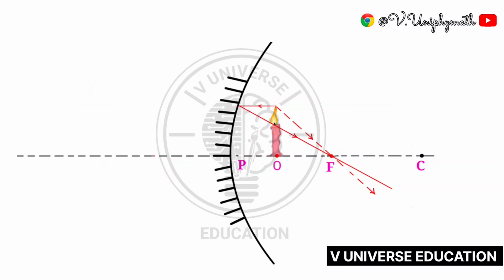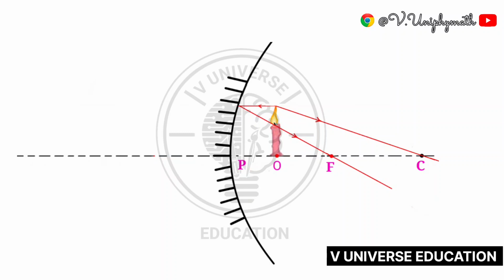We now try a third ray that would go from the tip of the object toward the center of curvature. But again, it doesn't seem physically possible to draw such a ray directly to the mirror either. So, we make a small change.